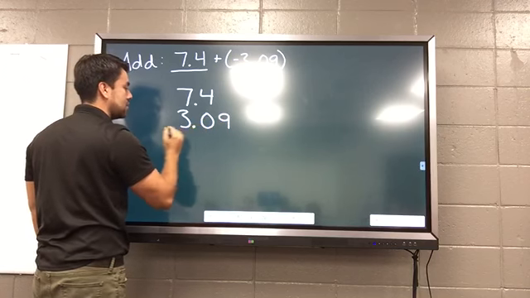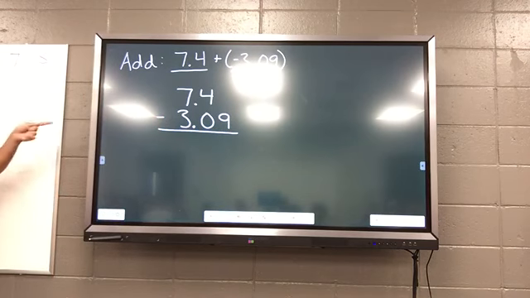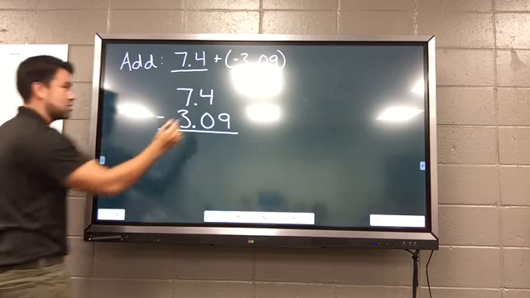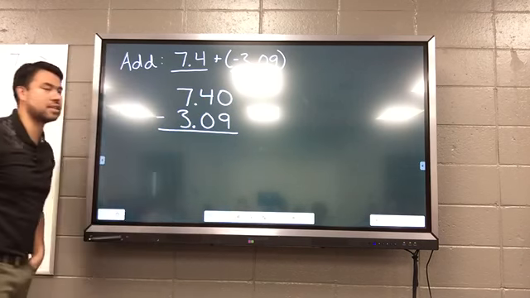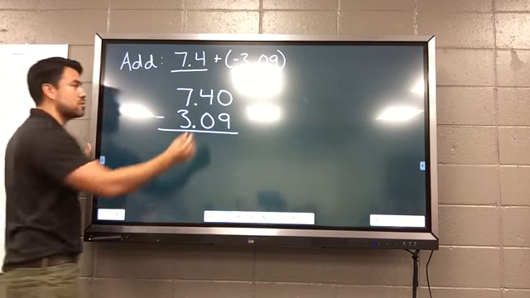Don't forget to line up decimal places. And this time we're subtracting. Last time we were adding. Can we add a 0 over the 9? Yes, you may. That actually helps you out for some of you to put your place value. Okay, so you're subtracting. Now make sure you subtract properly.